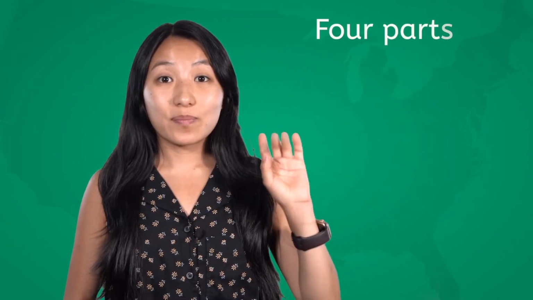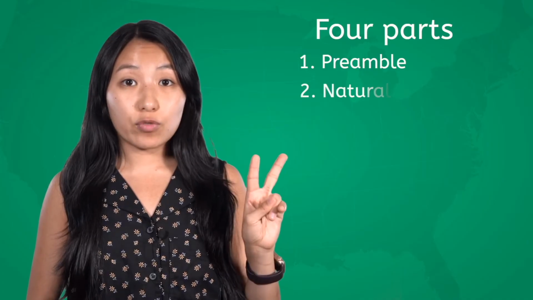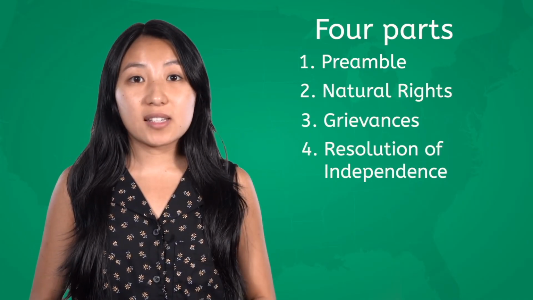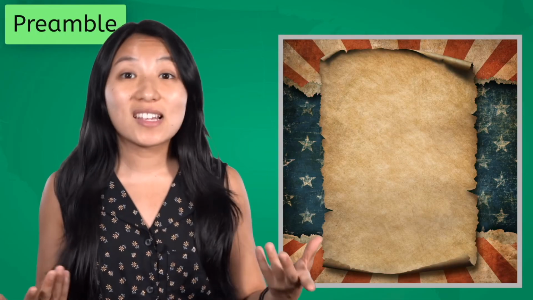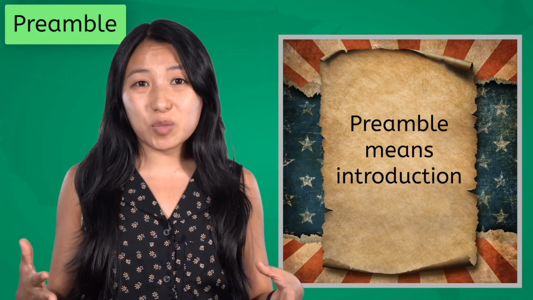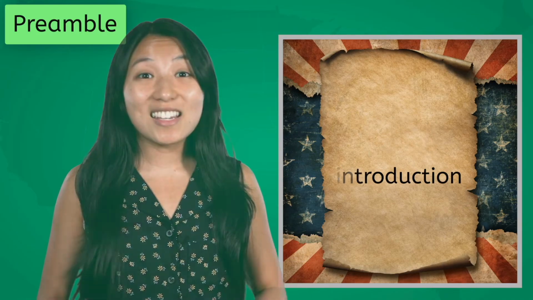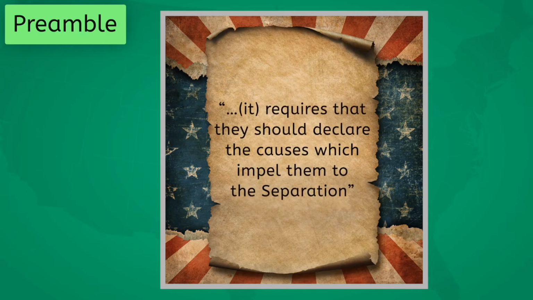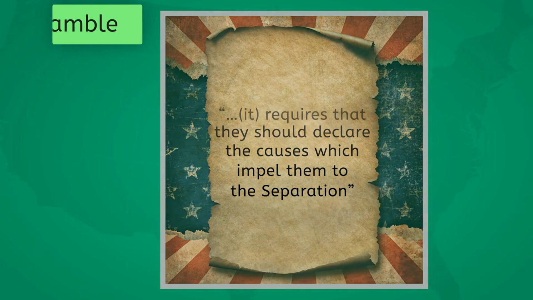The Declaration of Independence has 4 parts: the preamble, natural rights, grievances, and the resolution of independence. The first part is the preamble, which is a fancy word for introduction. It has difficult language, but basically it says, "Sometimes it is necessary for a people to break up with their government. If that happens, it's the right thing to do to explain why it happened."